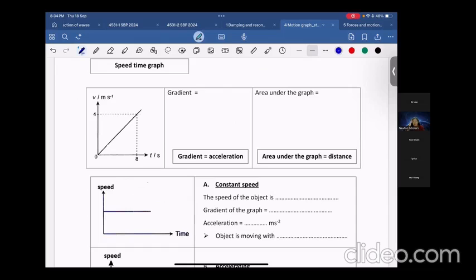Okay, speed time graph. First, can you help me find out what is the gradient from this graph? Can you help me find out what is the gradient and what is the unit of the gradient? Try to do the calculation and then tell me the value for the gradient of the speed time graph, and what is the unit for the gradient? Y2 minus Y1 divided by X2 minus X1. This is your mathematics. Okay, finding the gradient.